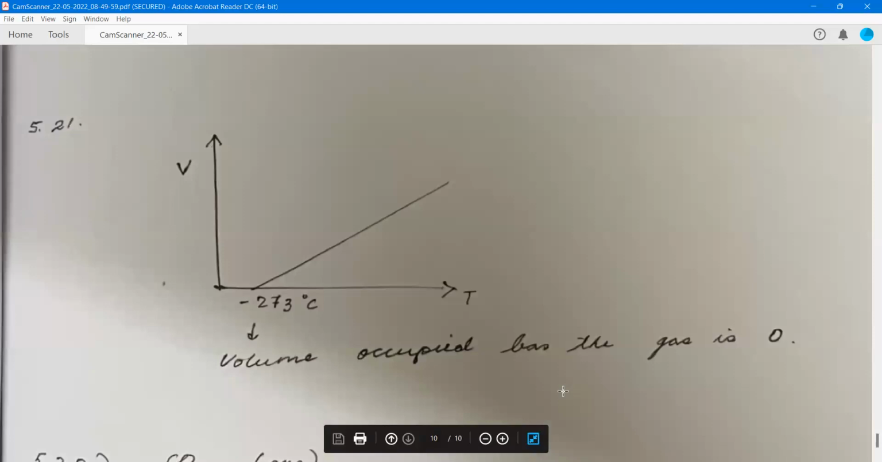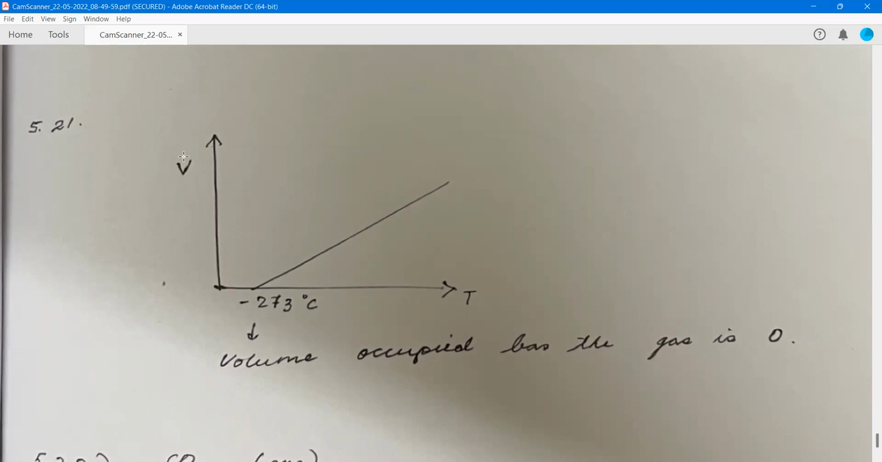Let us move forward to the next question, which is question number 5.21. We are almost completed. So in terms of Charles' law, explain why minus 273 degrees centigrade is the lowest possible temperature. In the first place, this question is already discussed while I was teaching. And also you saw that in the derivation you get this, right? That the minimum temperature that can be attained is minus 273 degrees centigrade.